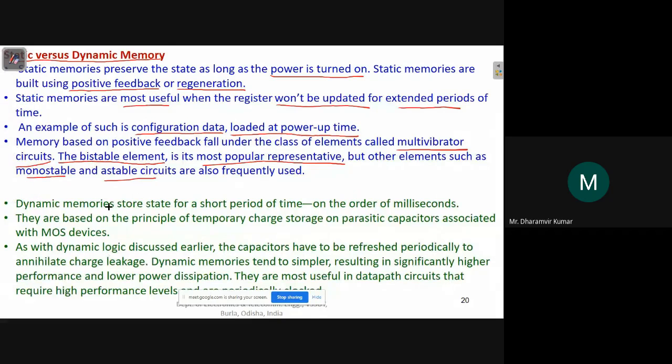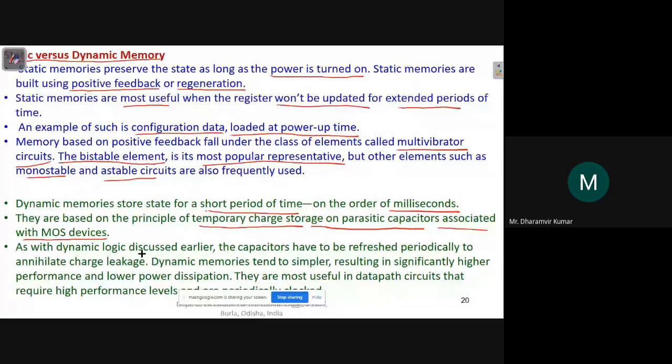Okay, right. Now, the dynamic memories are those memories which store data for a short period of time, on the order of milliseconds. They cannot hold data for a long duration of time because they are based on the charge content of the parasitic capacitors. And we had just seen that parasitic capacitors tend to lose charge with time because of the leakage currents that are flowing in the circuit. So they are based on the principle of temporary charge storage on parasitic capacitors associated with the MOS devices.